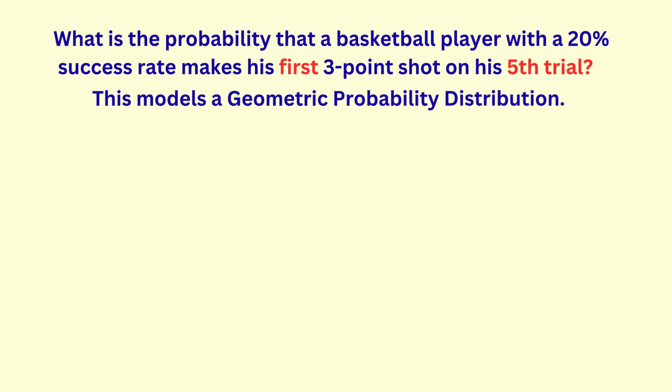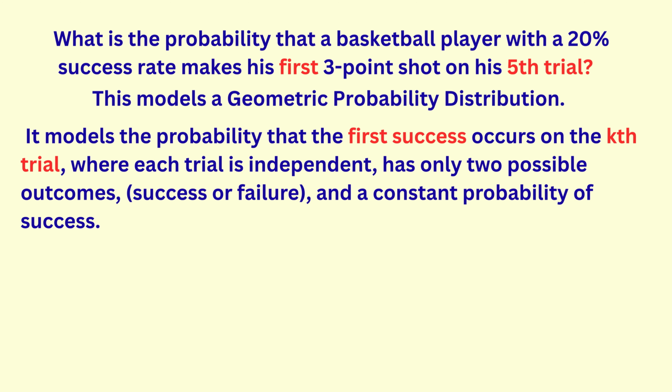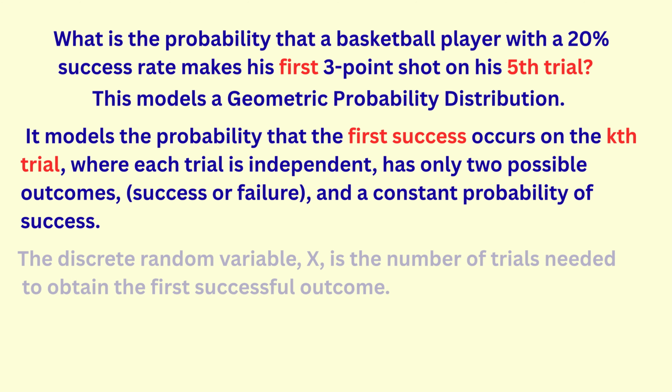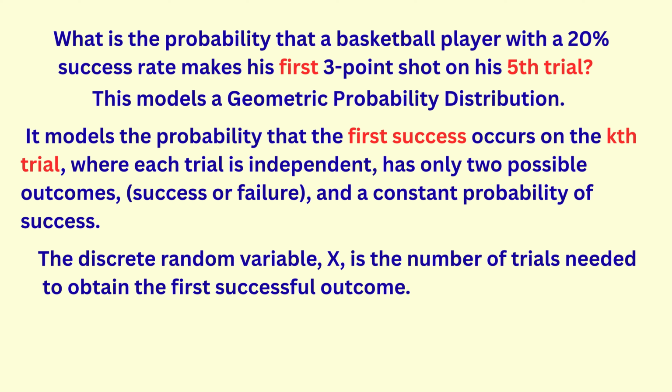This is what we call a geometric probability distribution. A geometric probability distribution models the probability that the first success occurs on the kth trial, where each trial is independent, has only two possible outcomes: success or failure, and a constant probability of success. We say the discrete random variable x is the number of trials needed to obtain the first successful outcome.